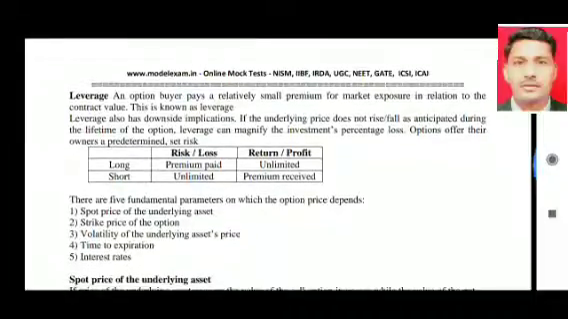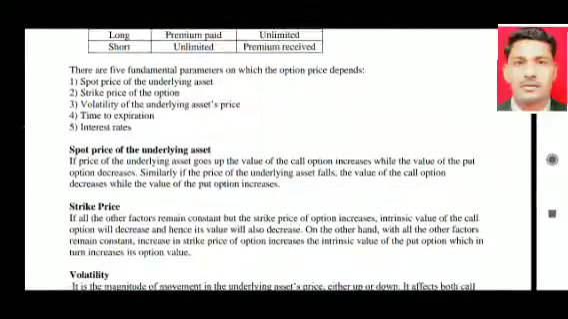There are 5 fundamental parameters on which the option price depends: spot price of the underlying asset, strike price of the option, volatility of the underlying asset's price, time to expiration, and interest rate. These 5 points are the fundamental parameters on which the option price depends. Spot price of the underlying asset.